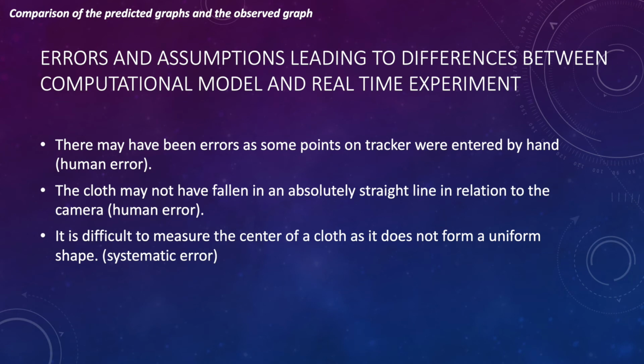Errors and assumptions leading to differences between computational models and the real-time experiment. There may have been errors as some points on Tracker were entered by hand, human error. The cloth may not have fallen in an absolutely straight line in relation to the camera, human error. It is difficult to measure the center of the cloth as it does not form a uniform shape, systematic error.